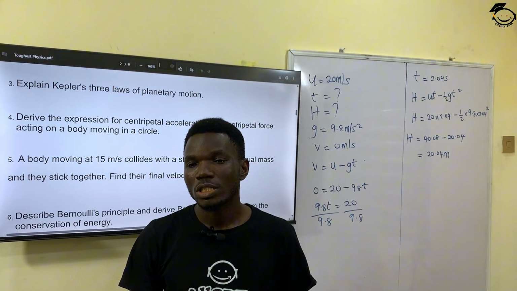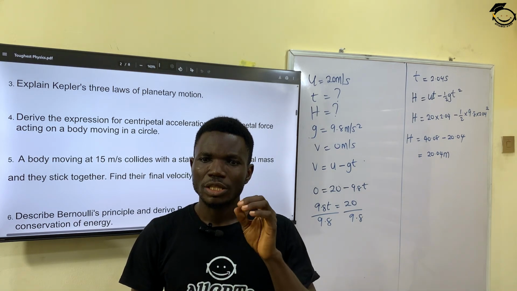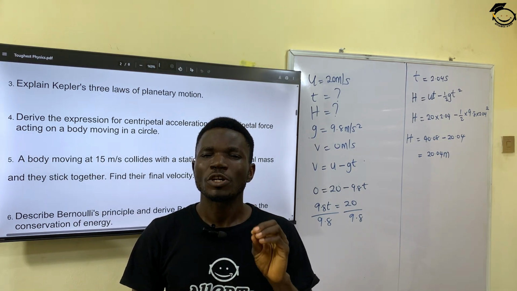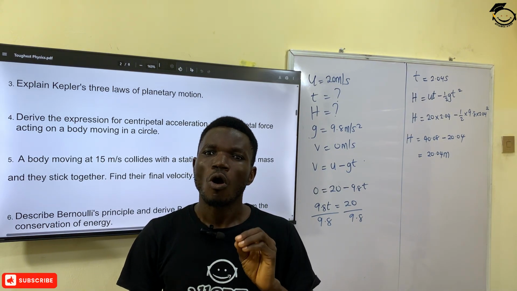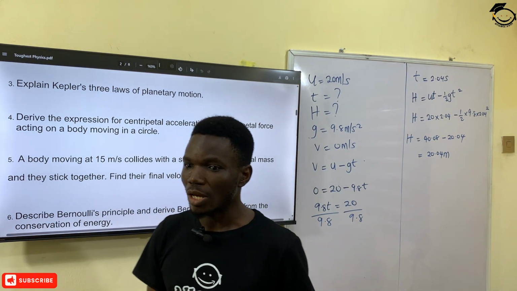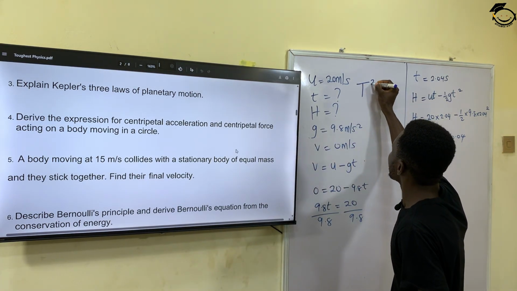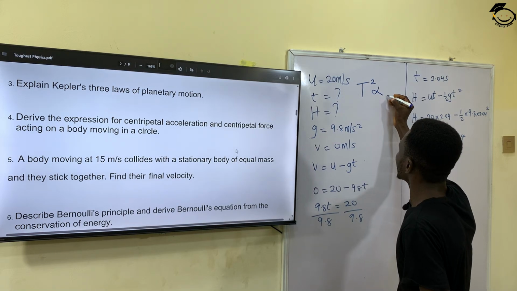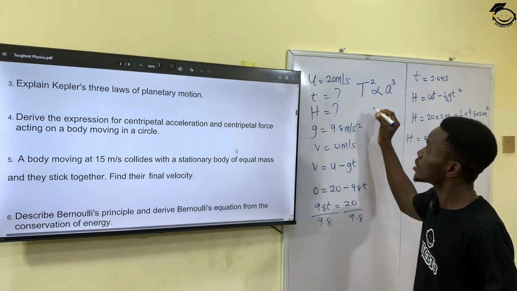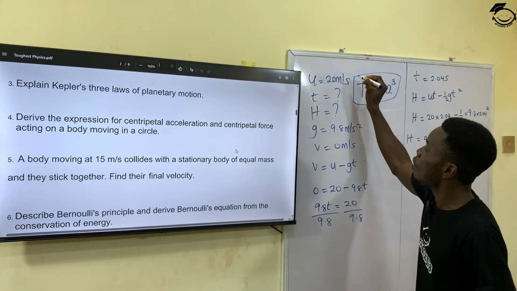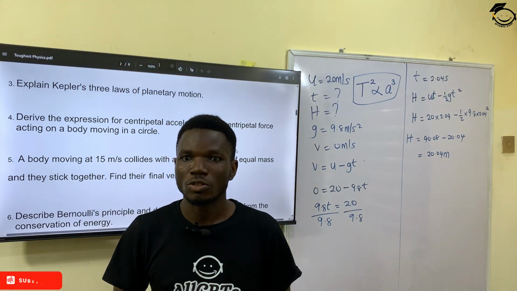The third law is the law of period, which states that the square of the orbital period is proportional to the cube of the orbital axis. What is this saying? It's simply saying that T squared is directly proportional to a cubed. So this is Kepler's third law, and that's the 3 laws of Kepler.